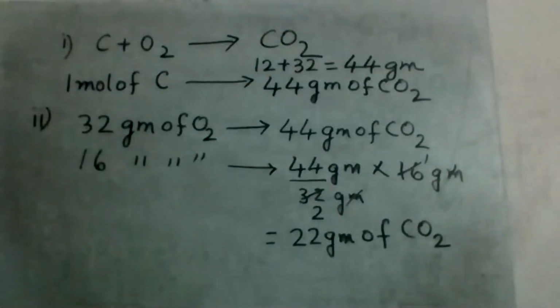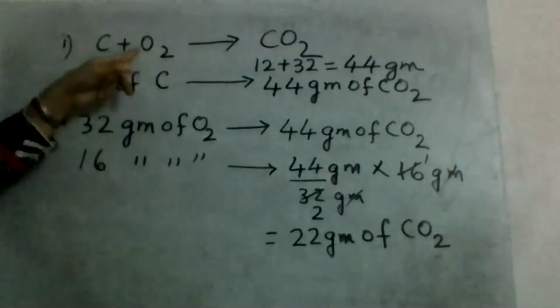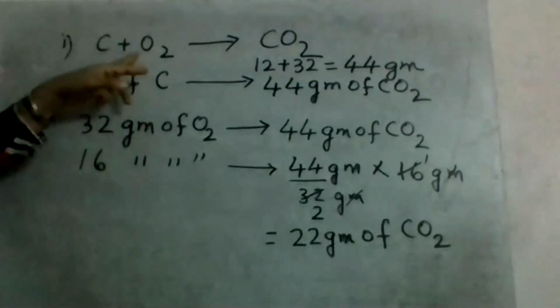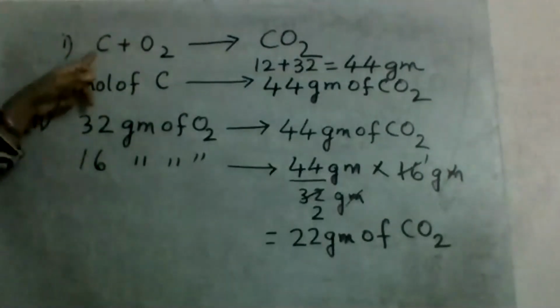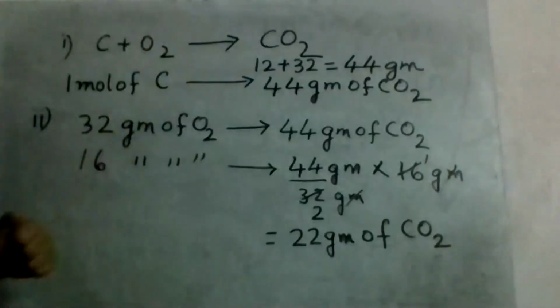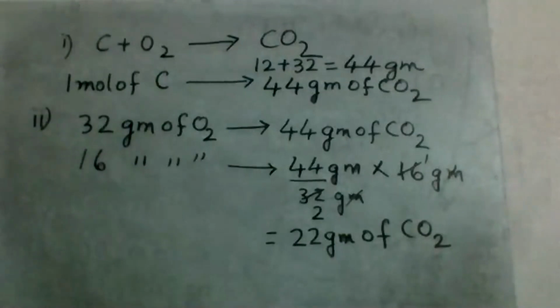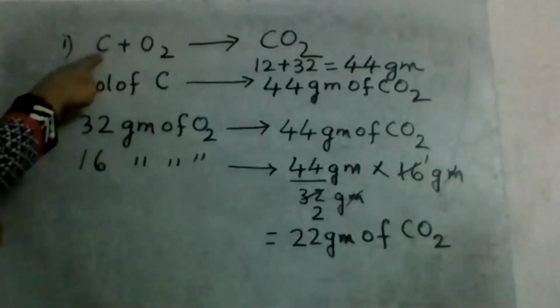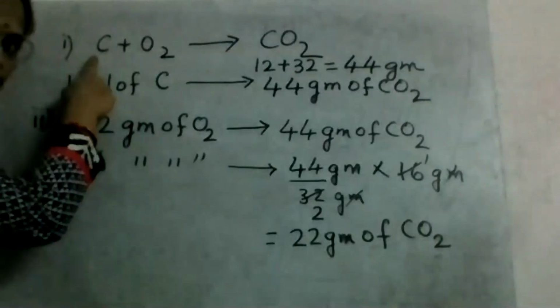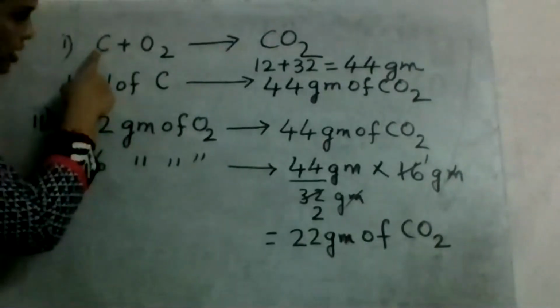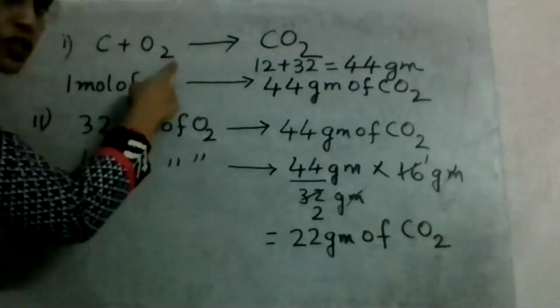Okay. The third part of the question that is given is that 2 moles of carbon react with 16 grams of oxygen and result in the formation of carbon dioxide. So to solve that, I'm showing here. If 2 moles of carbon are reacting, correct? In the equation you can see 2 moles of carbon cannot react. 1 mole of carbon reacts with 1 mole of oxygen only.